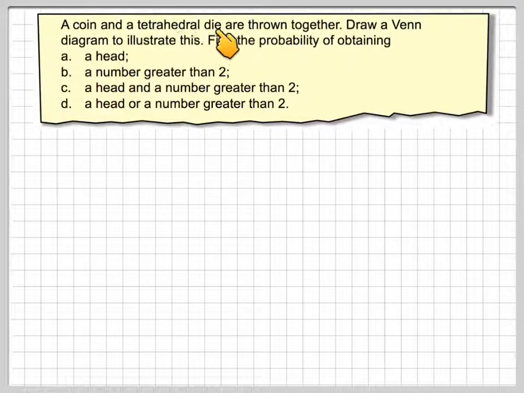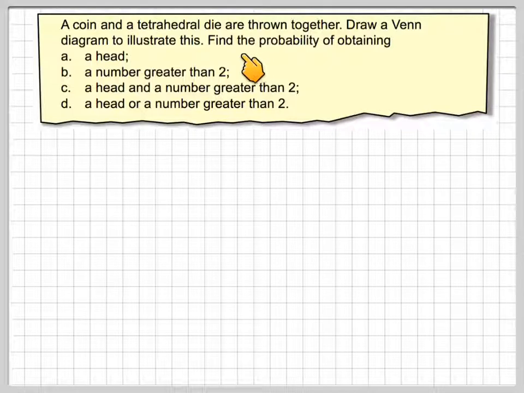A coin and a tetrahedral die are thrown together. A tetrahedral die is a die with 4 faces. Draw a Venn diagram to illustrate this and find the probability of obtaining a head, a number greater than 2, a head and a number greater than 2, a head or a number greater than 2.